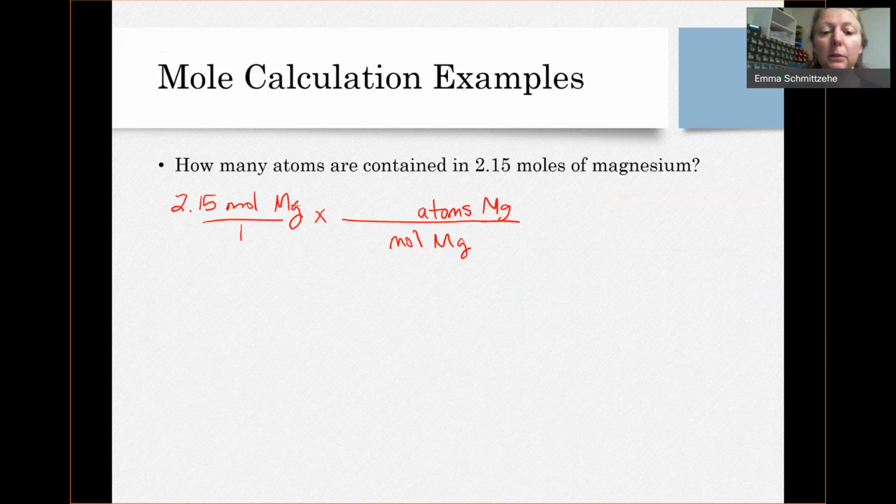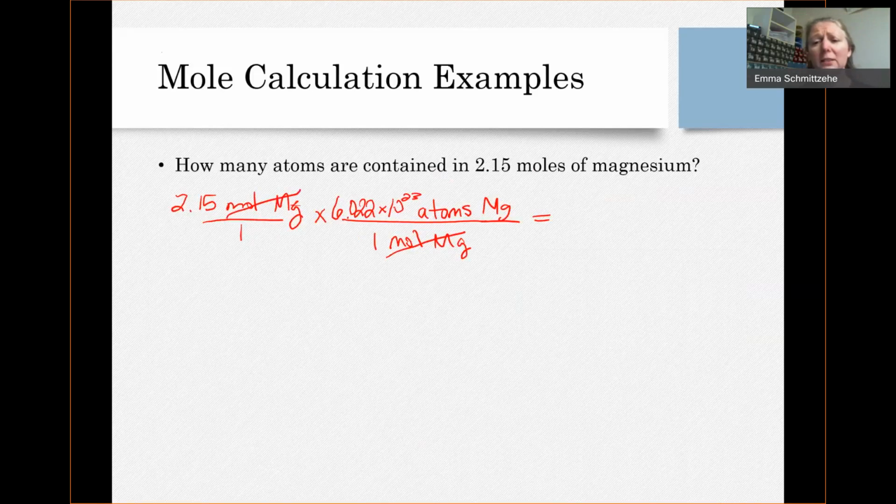And then I'm going to fill in my numbers. So I've got my units set up to where I'm going to cancel what I don't want and get what I do want. And you should know that 1 mole of something contains Avogadro's number of whatever that is, so 6.022 times 10 to the 23rd of that thing. That's going to cancel my moles and give me atoms. So now I just need to type it into my calculator. Now you've got to be able to type scientific notation into your calculator.